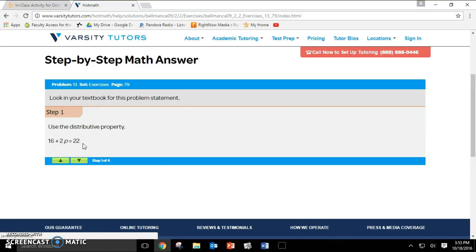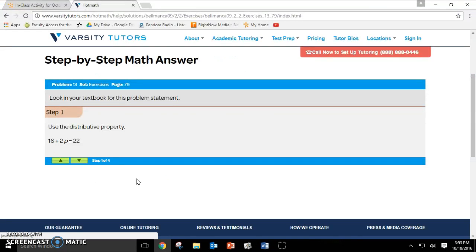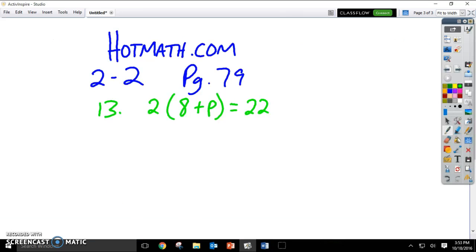So show the step. So they went from 2 times the sum of 8 and P to 16 plus 2P. Okay? So in your mind you're thinking they must have distributed, hint the distributive property, the 2 to the positive 8 inside the parentheses and the positive P inside the parentheses. 2 times a positive 8 would give me a positive 16, and 2 times a positive P would give me a positive 2P. And that would equal 22.